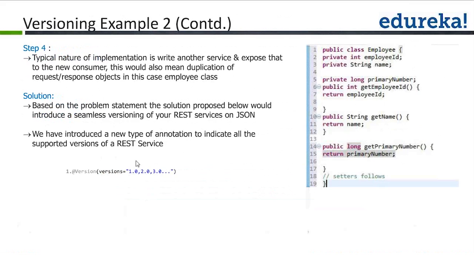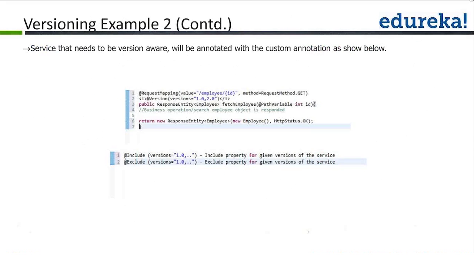So what is happening now? We have created, so the typical nature of implementation is we write another service, the second service, and expose that to the new customer. That means you will have different clients. Based on the problem statement, the solution proposed below would introduce seamless versioning of your REST services on JSON. Perfect. So now we have exposed two services. One is version 1 and one is version 2. Now let's try to understand what is the difference between these two services. Let's try to move ahead.